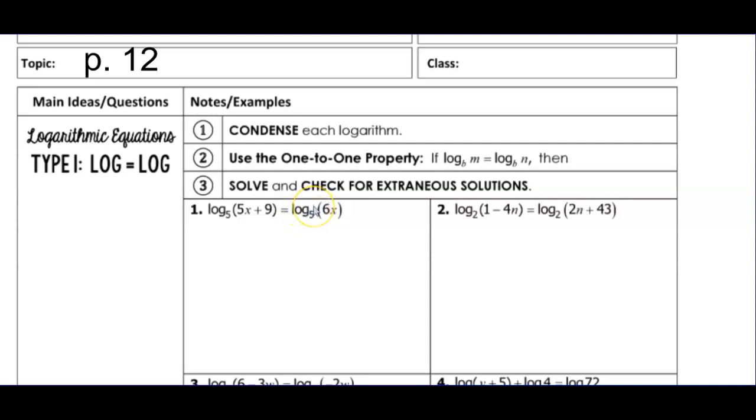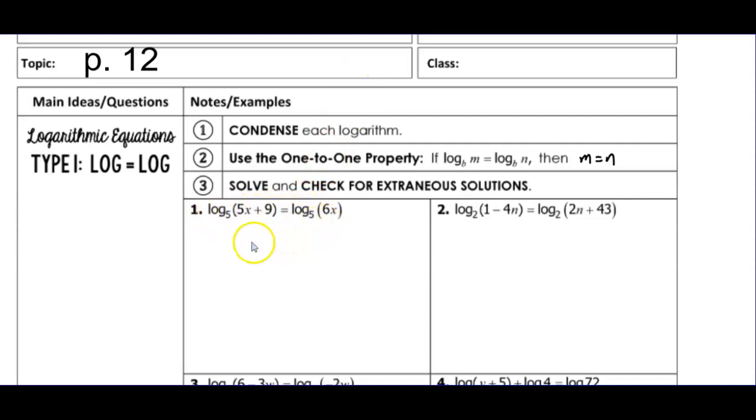And once we have everything fully condensed, so we have a singular log on both sides, we can use this 1-to-1 property, which says that if we have two logs of the same base on either side, then the inputs are going to be equal to each other. So if log base b of m equals log base b of n, the only way that can happen is if those two inputs are the same. All right, so that's how this first one is set up.